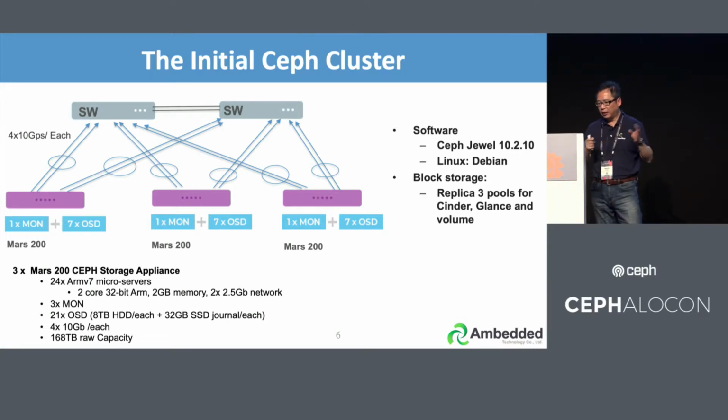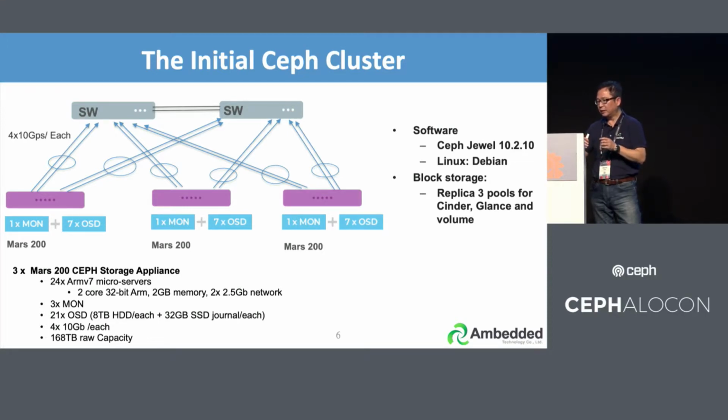And every chassis has 4 by 10 gigabits Ethernet connected to the top of the rack switch as a redundant high availability configuration. So you can see each chassis has 4 by 10 gigabits. This is the original deployment.